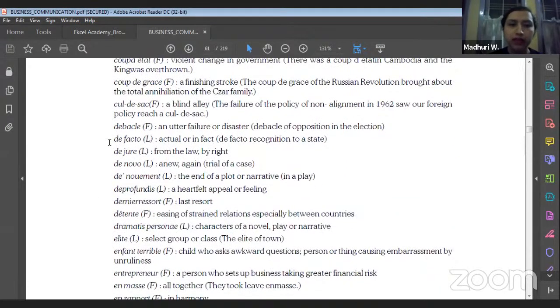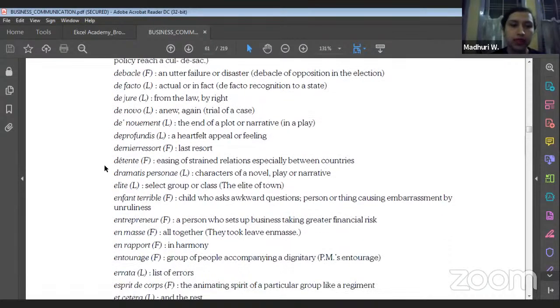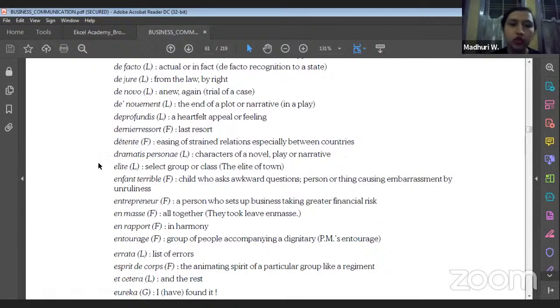Like you have de facto, which is actual or in fact, and de jure, which is by right, from the law. De novo is new again. Then elite is a select group or class.